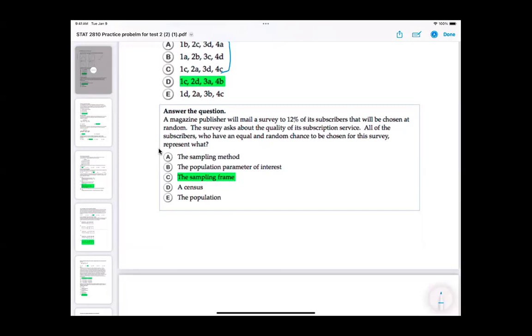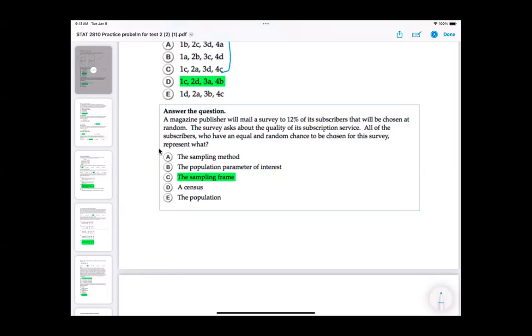So the second one is just trying to ask you about the definitions of all these. So for example, we know a census is everybody. Is that okay? And then the population is also like everybody. And then the sampling method is, for example, are we doing stratified sampling, cluster sampling, simple random sampling? And then the population parameter of interest is what you are interested to estimate.